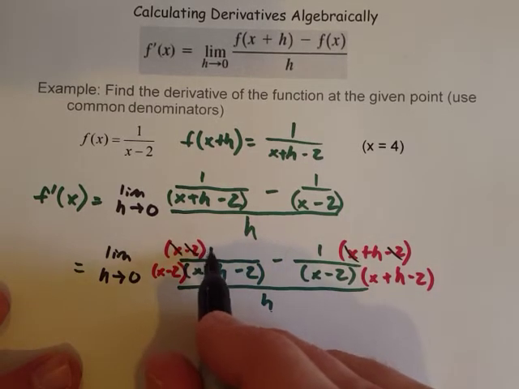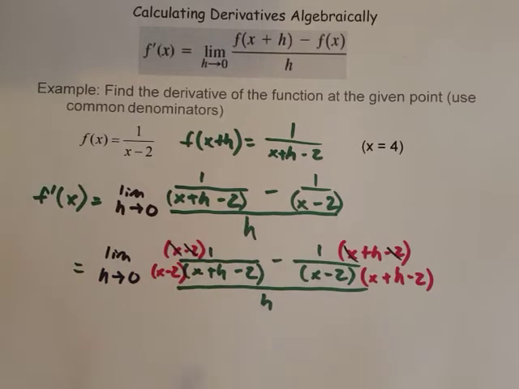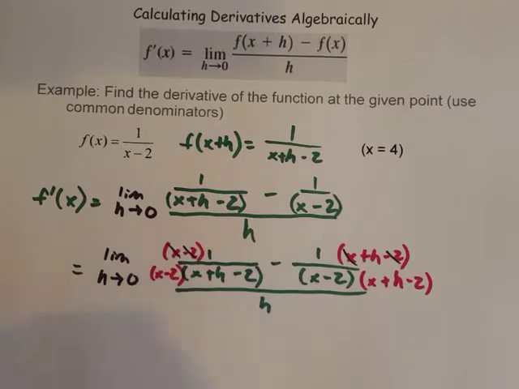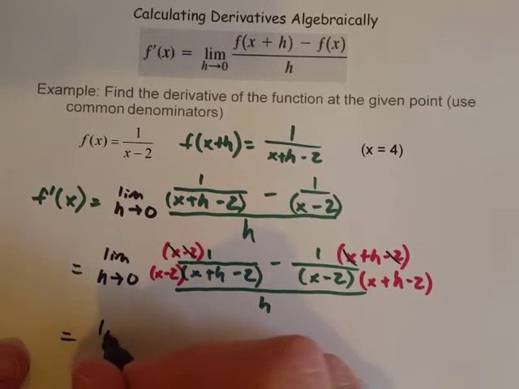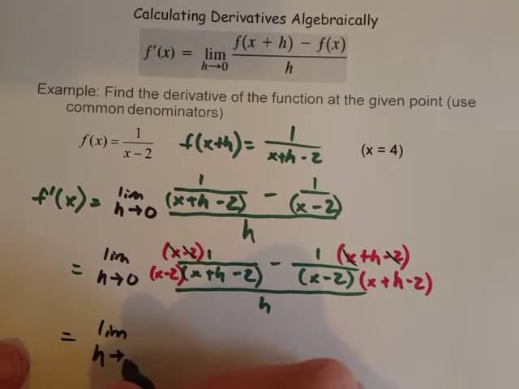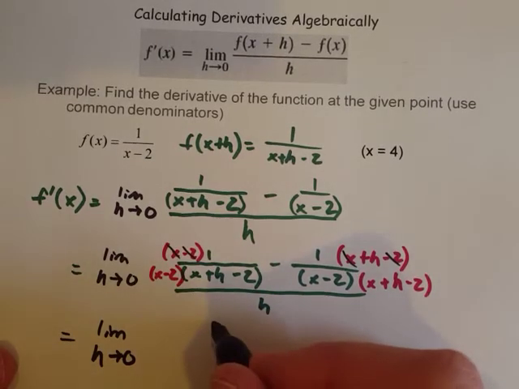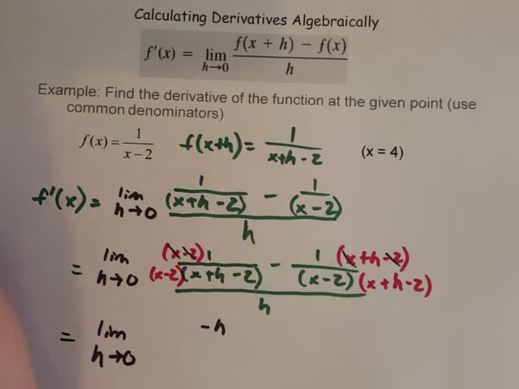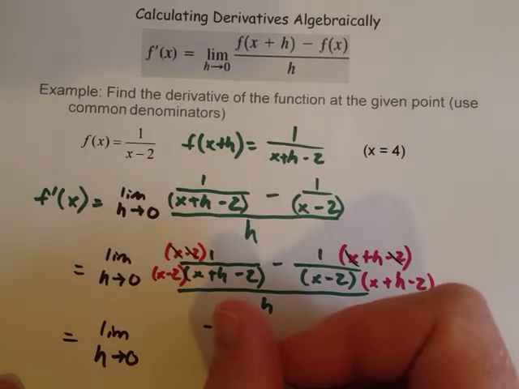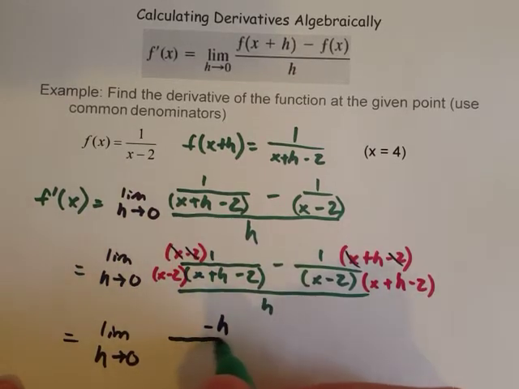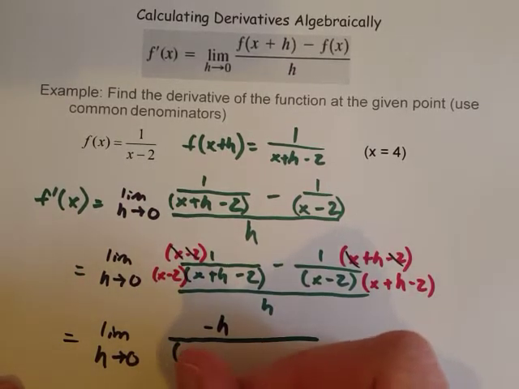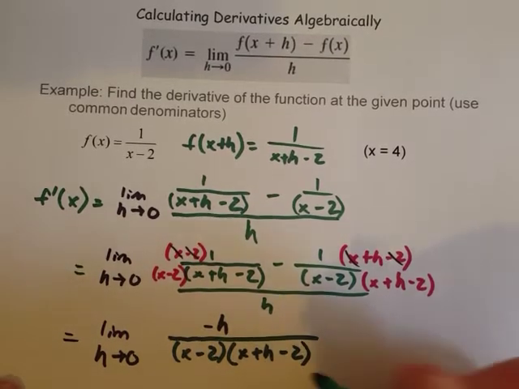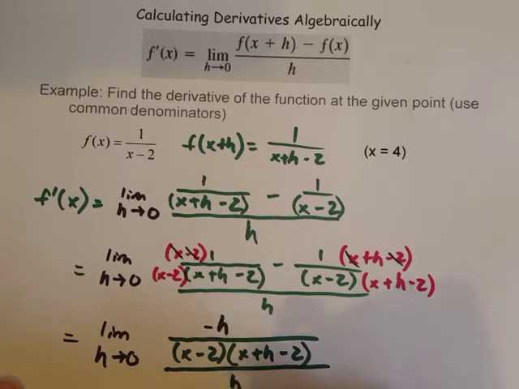Actually, you know what? No, it's not going to be the 1. Sorry, that's incorrect. It's going to be x minus 2, and we cancel both those out, so it's just going to be minus h. So as we go to the next step, we are going to have just negative h on the top. It is negative because we are subtracting those fractions. I'll put that in green. Over all of this stuff, x minus 2, x plus h minus 2, over h.